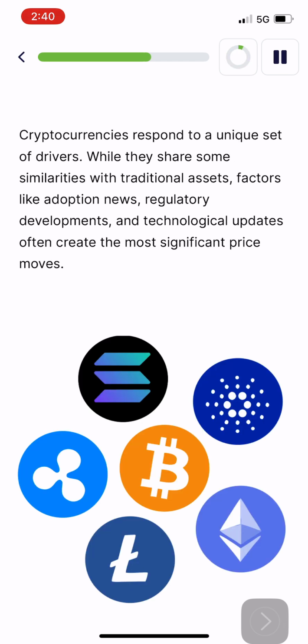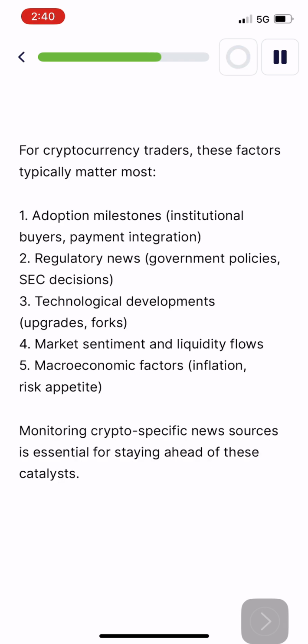Cryptocurrencies respond to a unique set of drivers. While they share some similarities with traditional assets, factors like adoption news, regulatory developments, and technological updates often create the most significant price moves. For cryptocurrency traders, these factors typically matter most.